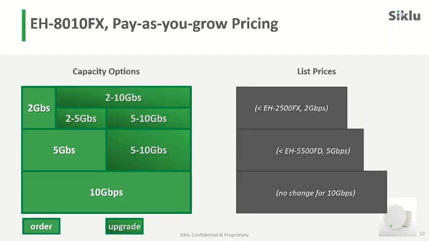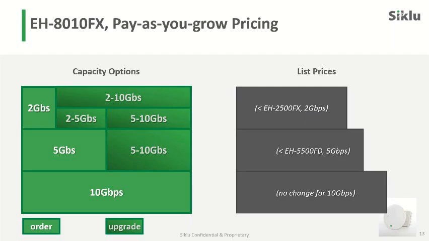And if we look at this now in terms of list prices, all the distributors will be able to provide you the list prices or your discounted prices depending on your arrangements. But as a hint, you can see that the 2 gigabit capacity is in the range of an EH-8010FX loaded with 2 gigabit. The 5 gigabit capacity is in the range of the 5500, and the 10 gigabit capacity obviously is the same price as you have known so far.